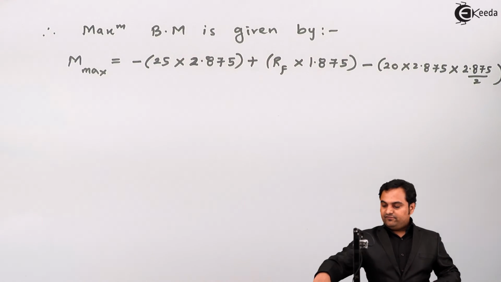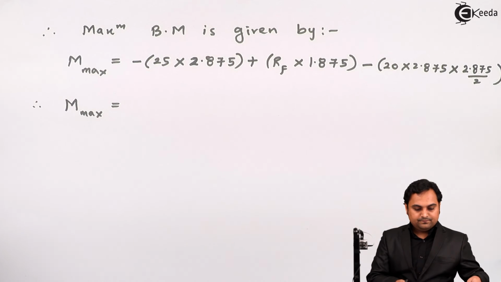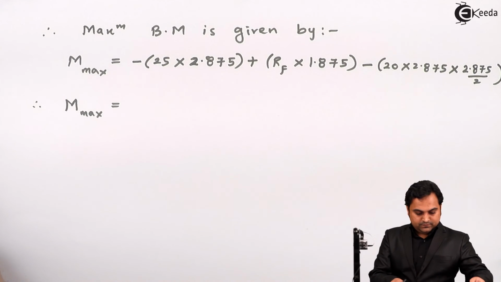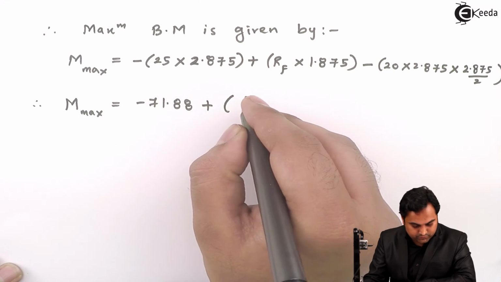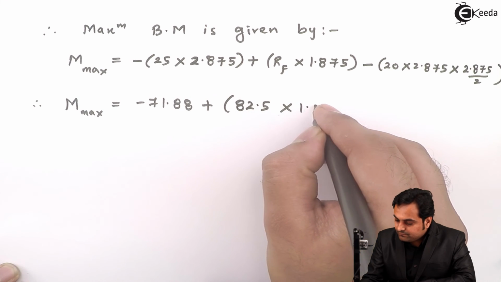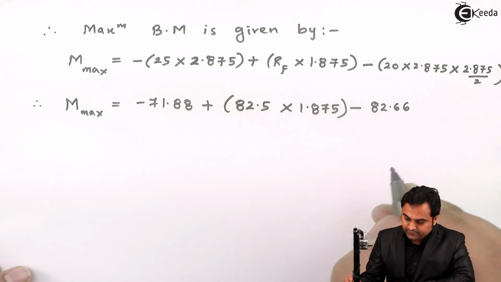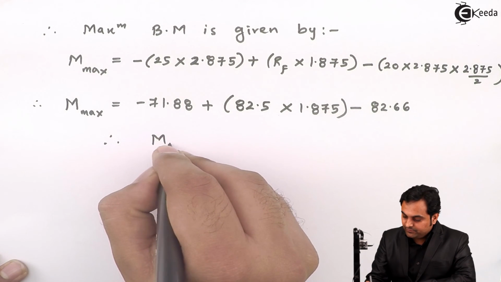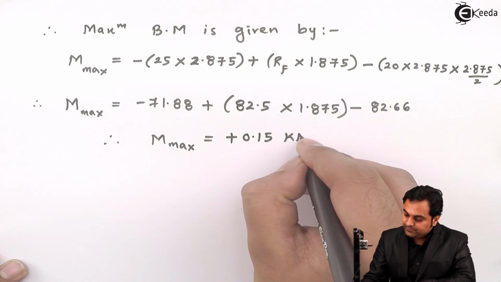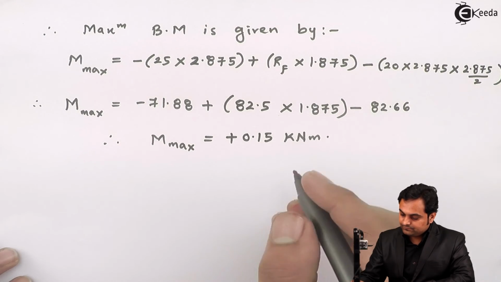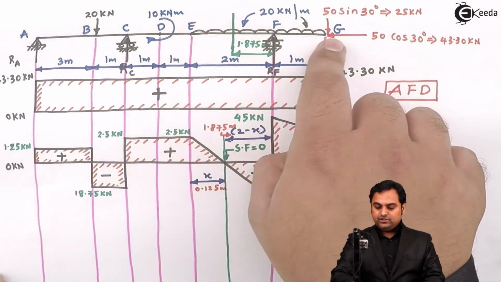Now I'll put the values here of RF. This will be minus 71.88 plus RF value 82.5, and this entire term when I calculate it will be 82.66. So therefore the maximum bending moment comes out to be plus 0.15 kilonewton meter. And this maximum bending moment, as we see, it will be for the portion EFG of the beam.